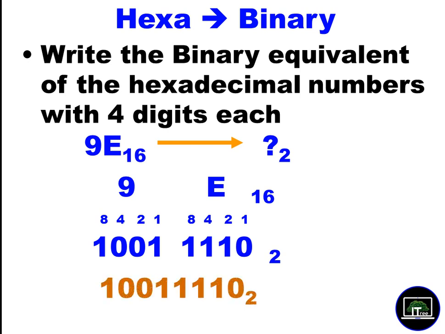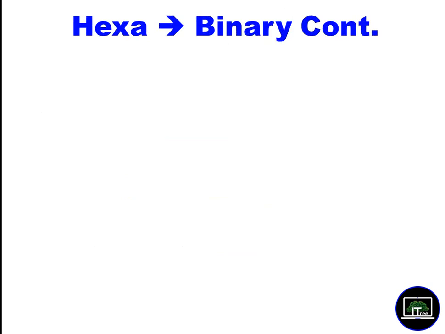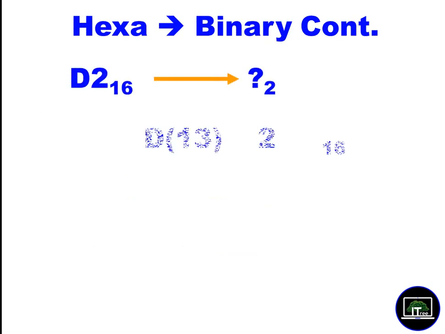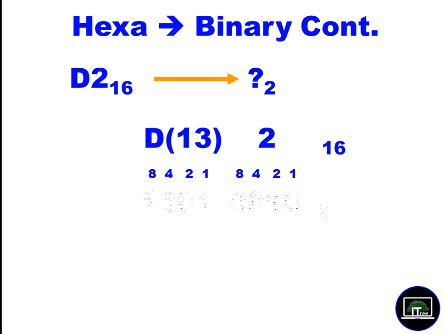Okay. Now we convert one more. D2. What is D? D means 13. Okay, we can convert now. It's 8 4 2 1, 8 4 2 1. You make 13, something like this. It is 1 1 0 1. 2 is 0 0 1 0. Remember that we always write with 4 digits. It's a must. 4 digits. Remember that.